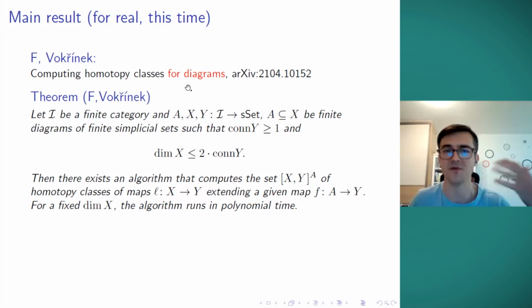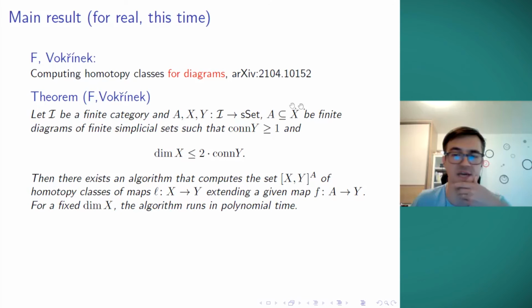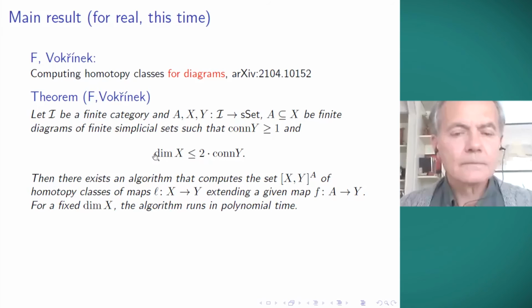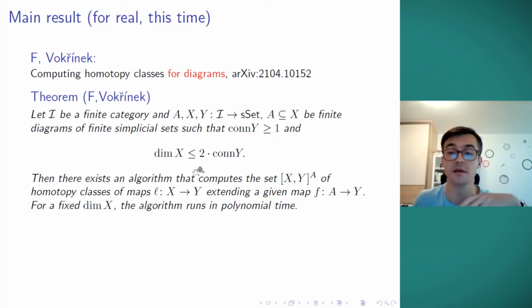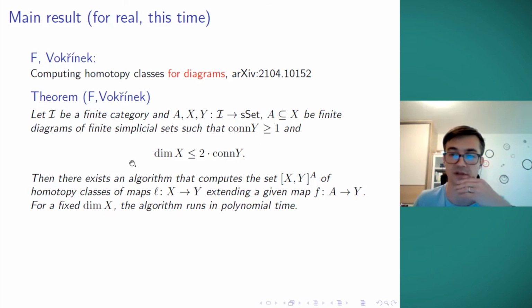But we want to work even more generally, because we're mathematicians and we want to be as general as possible in a given setting. So this A we can ignore. This is just the relative statement. And we say, under some dimension connectivity condition again, we can compute this set of classes of maps between diagrams, and given the dimension is fixed, the algorithm runs in polynomial time.